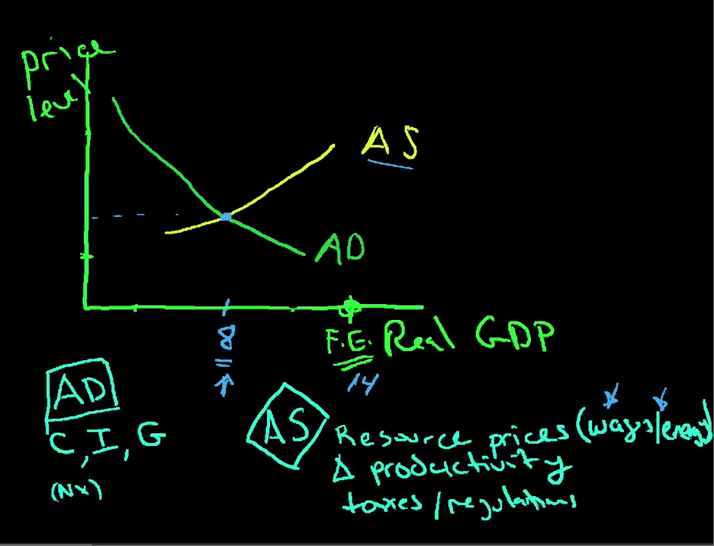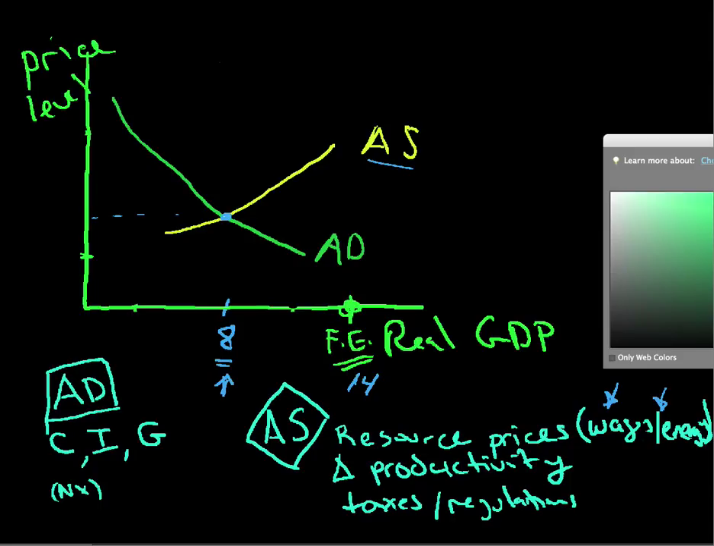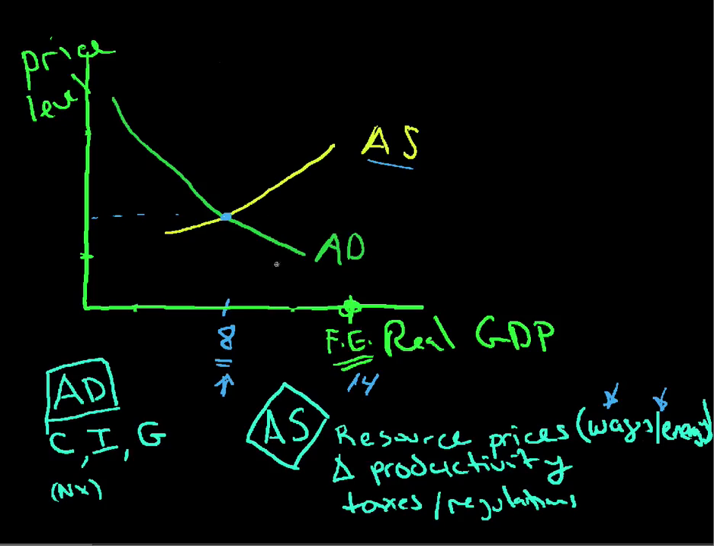Okay, so now what we're going to do is change something. And when we change something, guess what? These lines change. So for example, let's say the government starts increasing spending. So this is aggregate demand, a function of consumers, business people, and government, and exports and imports, but we'll not talk about that right now.